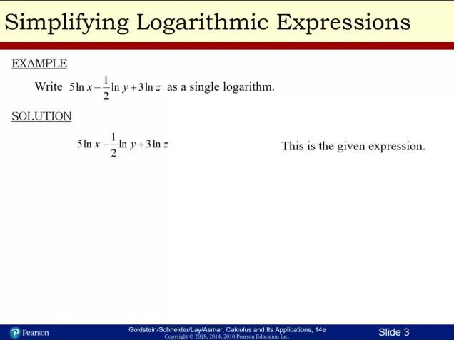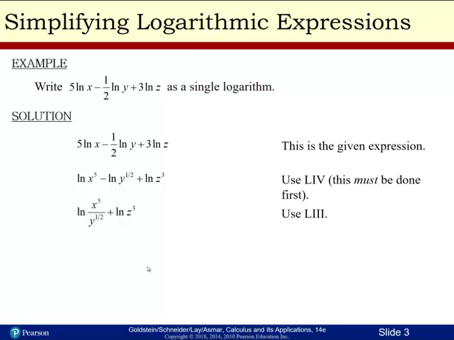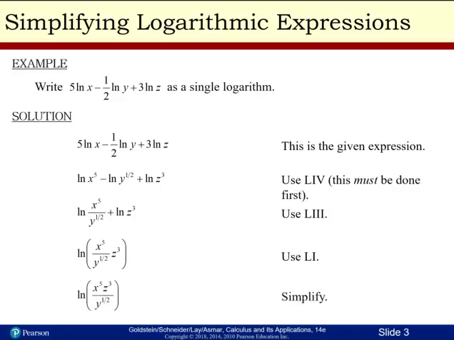Property 4 told us that we could take each of these constants and write them as exponents. So that's what we're doing. Then we're going to use property 3. We have this subtraction here, which meant division. So we're going to write that division. Then we'll use property 1. Property 1 said if you have addition of natural logs, that means you can write it as multiplication of those factors. Now, let's just simplify this just a little bit to make it a little bit prettier, and we're done.